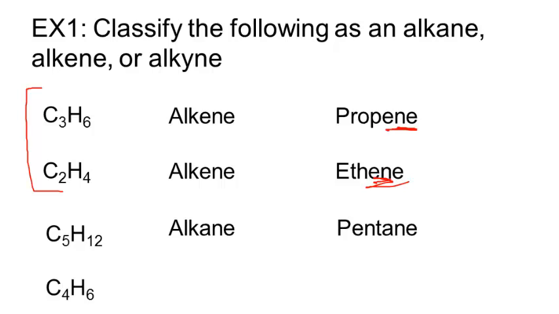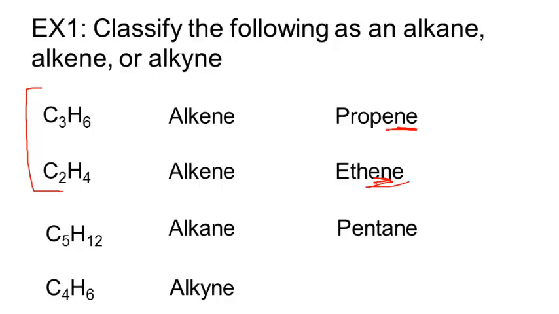Next, C4H6. So if we take carbon and double it, we have C4H8, but then we subtracted 2, so this would indicate we have one triple bond. So this would indicate we have an alkyne. Now, what would be the name for this?